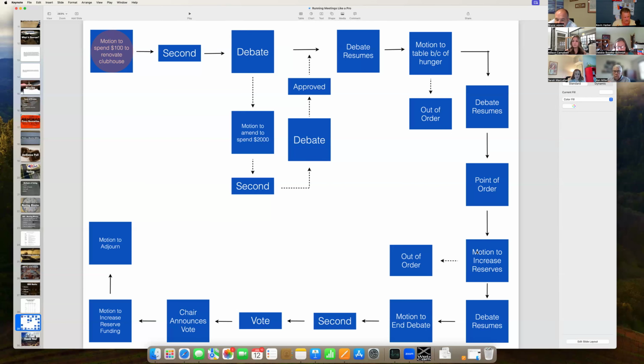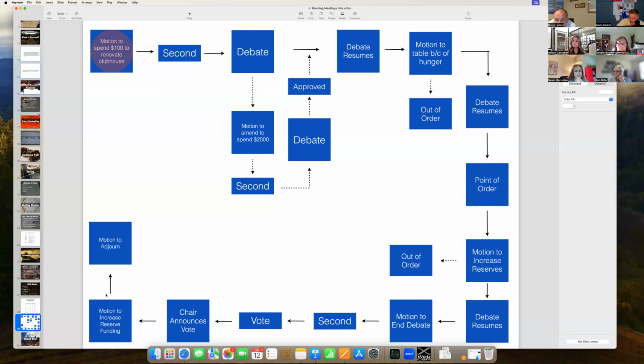And then, because this is so important, I would probably do a written ballot. I would have some tellers count the votes, and I would announce it. And then guess what? Remember that inappropriate motion to increase reserves? Perfectly fine now, because there is no other main motion pending, okay?